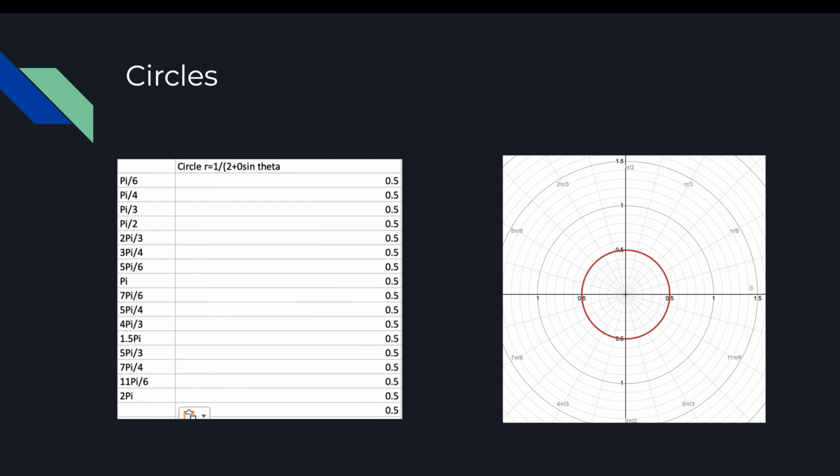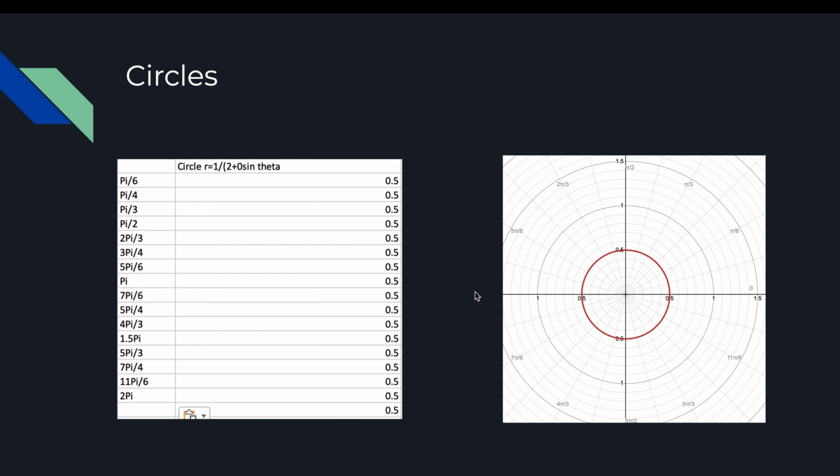Circles are definitely the simplest one to explain. So the equation for this circle we see here is r equals 1 divided by 2 plus 0 sine of theta. So whenever we have a circle, our b value is going to be 0. And basically what that means is no matter what you put in for theta, b sine theta is always going to be 0. So that means the radius is going to be constant, equal to k over a, which in this case is 1 over 2, which is why for every single value of theta, the radius is the same exact thing, which is 0.5.